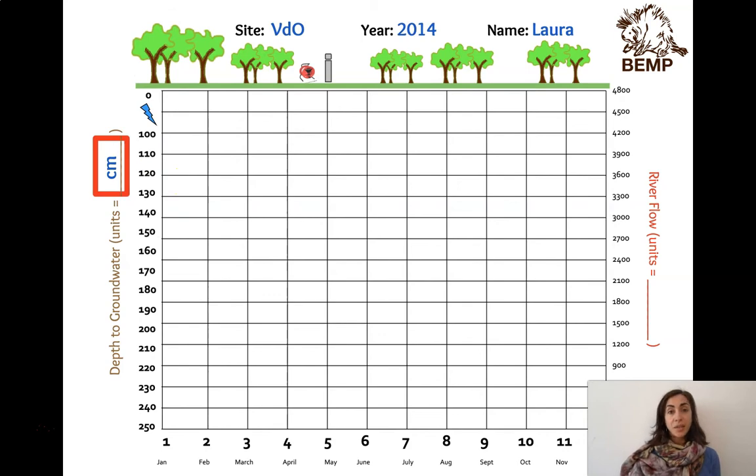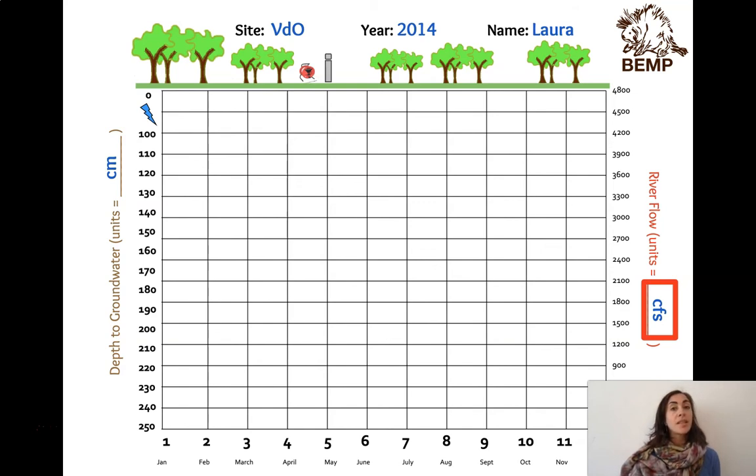And this data set is going to be measured in centimeters, as we said before. Then we have another y-axis, and that's going to be on our right side, and that is the river flow data. The river flow data is going to be represented in CFS, and that's the unit that usually river flow is represented in. What is CFS, you might wonder?